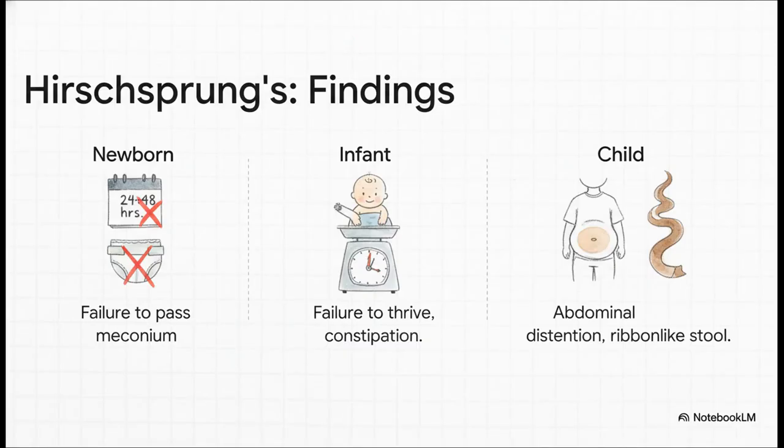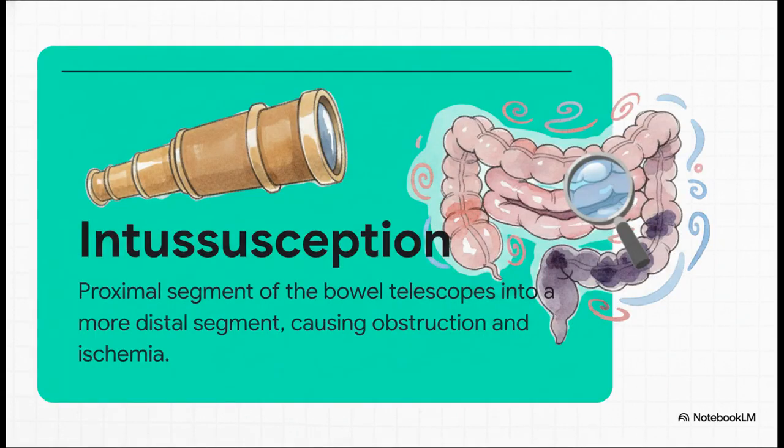How this looks really depends on how old the child is. In a brand new baby, the number one red flag is that they fail to pass their first stool, that meconium, within the first day or two. In an infant, you'll see a failure to thrive and just awful constipation. And in an older child, any stool that does manage to squeeze past that dead section is often described as very foul-smelling and ribbon-like. Our third major lower GI problem is intussusception.